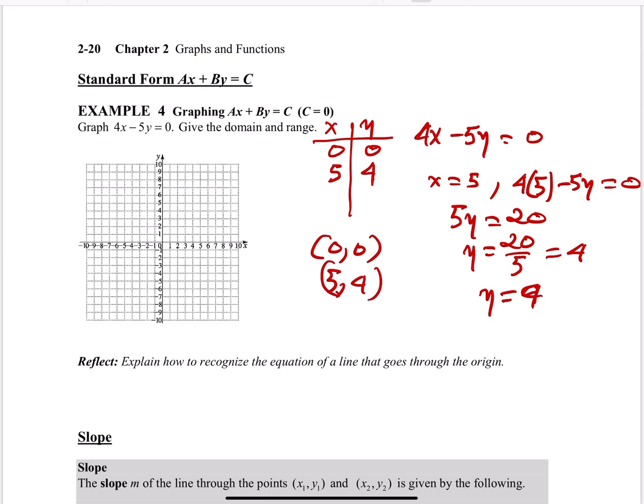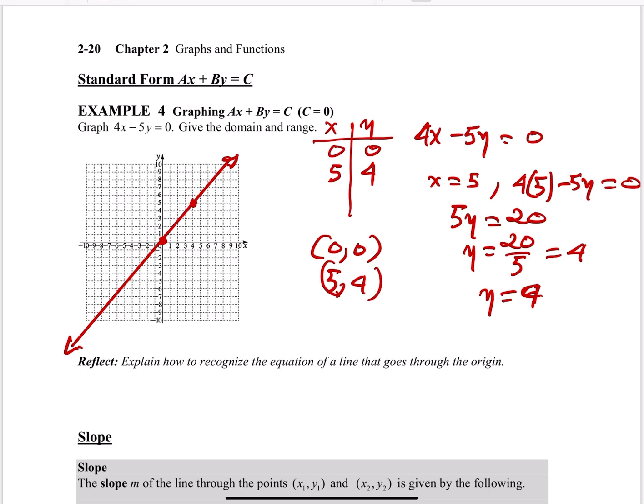Let's graph those 2 points. So here you have this one point here, and you have 4 and 5. 4 is right here, 5 is right here. Let's draw this line. You have that line, and you have the 2 points. That's it. Now let's find the domain and the range.